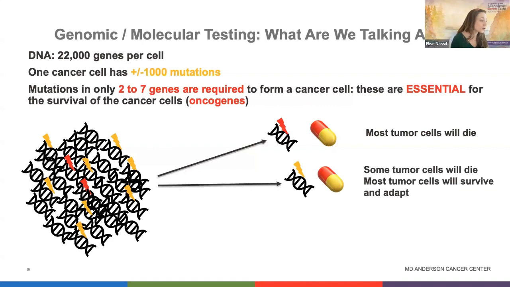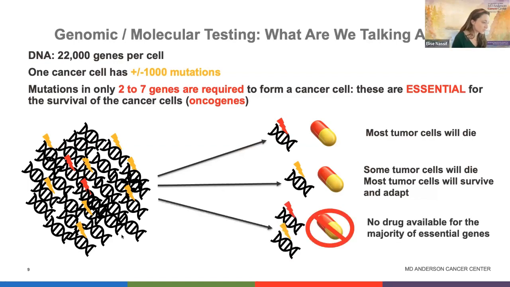If I have a good drug, but it's against one of those mutations that is more in the background, but it is not critical and essential for the tumor cell to survive, then unfortunately, most of the tumor cells will adapt. Some of the tumor cells may die. It may slow down the progression of the disease, but most of the tumor cells will actually survive. And unfortunately, in most cases today, we're able to see those mutations, but we don't have any good drugs available for those mutations.